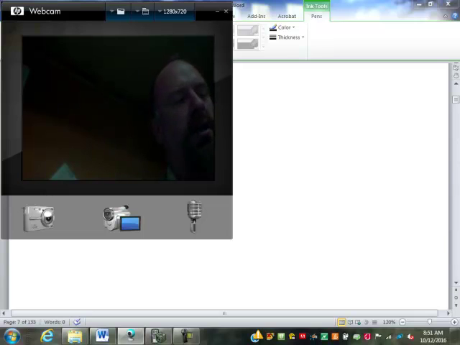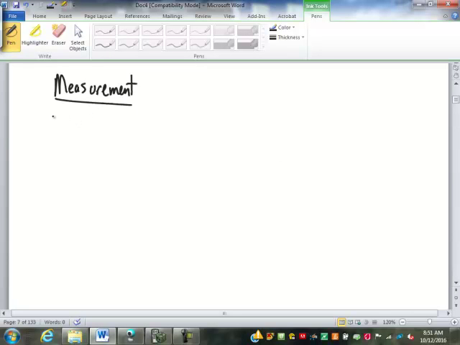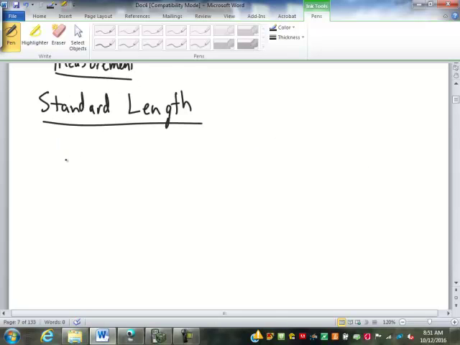So we're going to start talking about lengths today. And we're going to talk about standard units of length to start out with. In the standard system, one of our shortest units of length we use is the inch. Does anybody know where the inch came from?